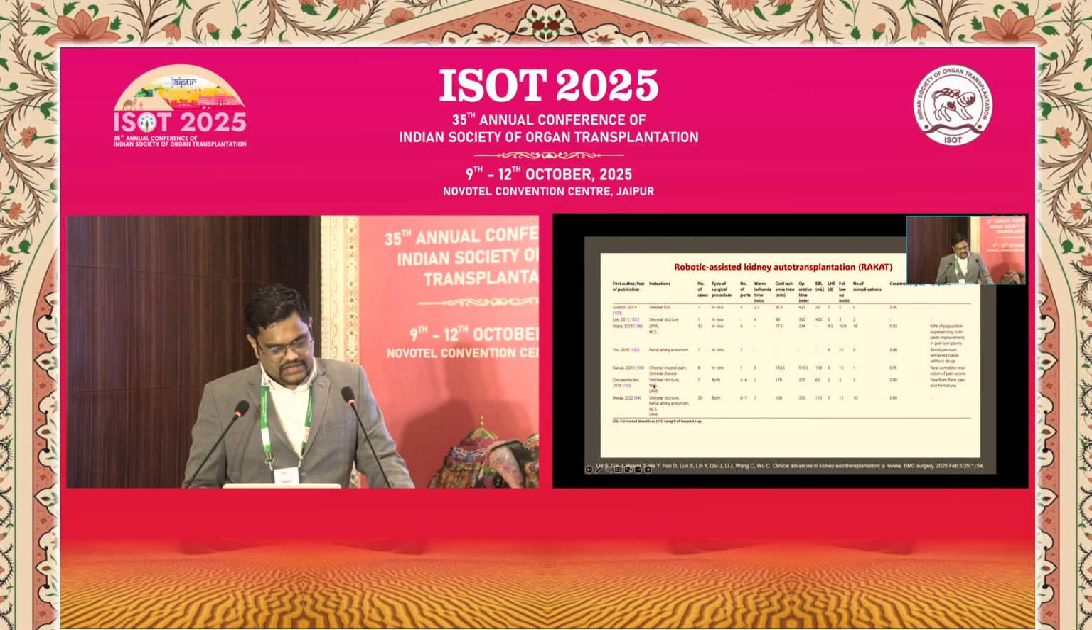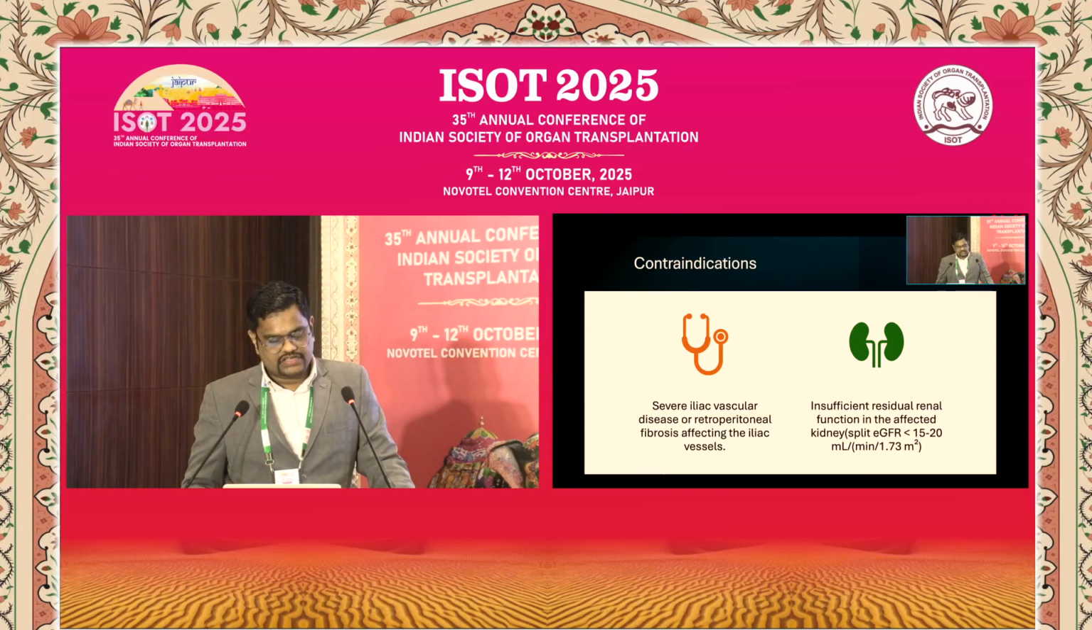One is renal artery aneurysm and ureteral strictures. So there are various scenarios, but some studies have a very good sample size, which is 32 by Meiji et al. and 29 by Breda et al. So a robotic approach is also possible in an auto transplant.